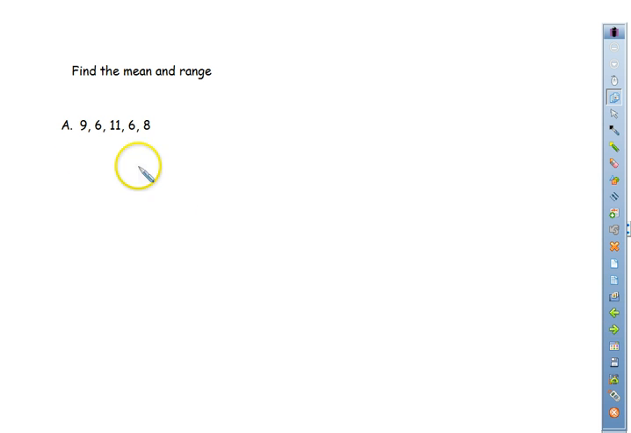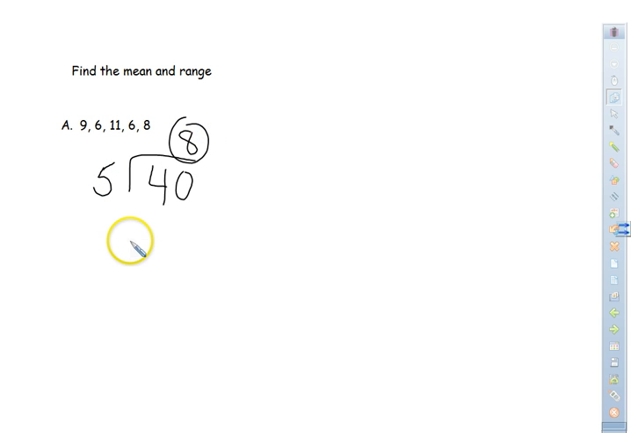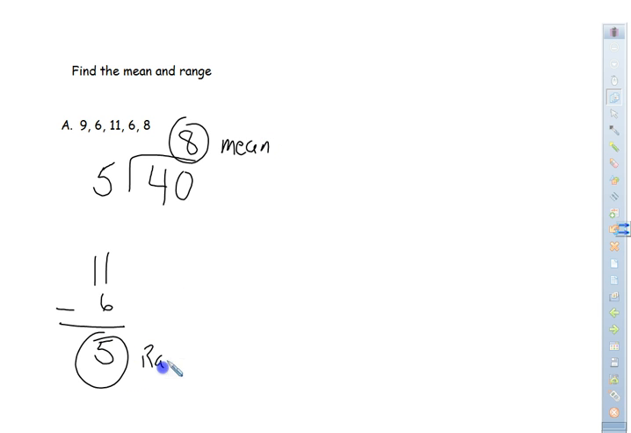Alright, so what we're going to do, first of all, again, is to add these all together. So I'm going to get 9 plus 6 plus 11 plus 6 and 8, which gives me 40. And we have 1, 2, 3, 4, 5 numbers. Going to divide by 5, and you see you get 8 for an answer. Now the range is again taking the largest, subtracting the smallest, which is 6, and you end up with 5. Okay? So this is my mean. This is my range.